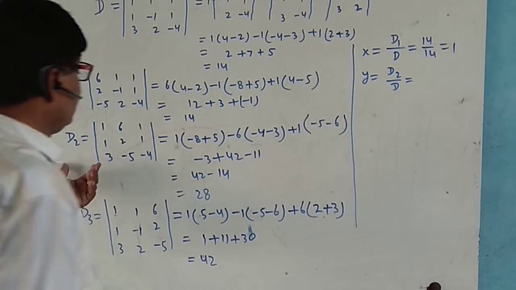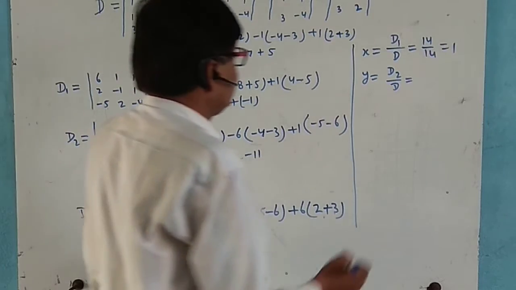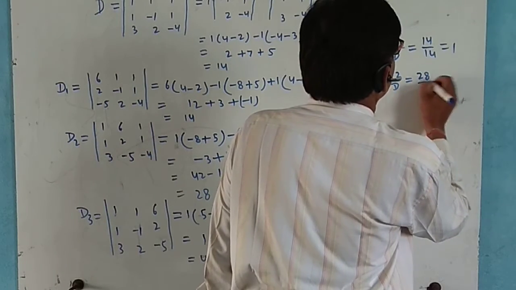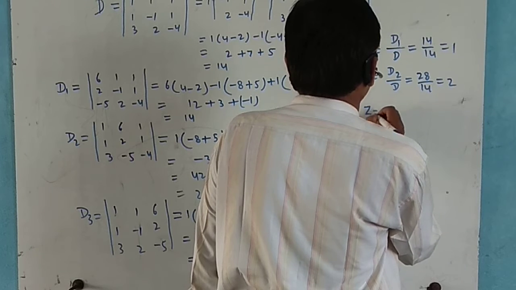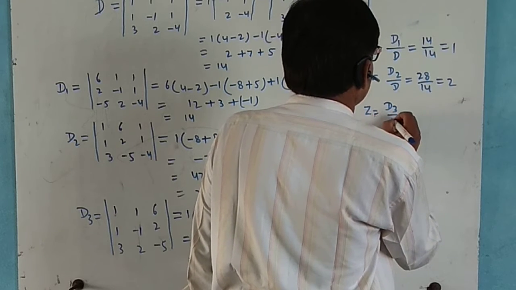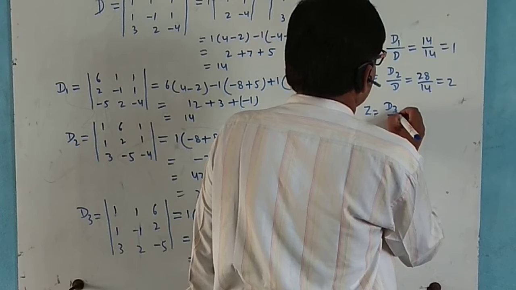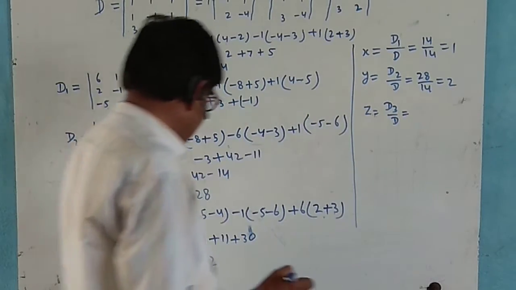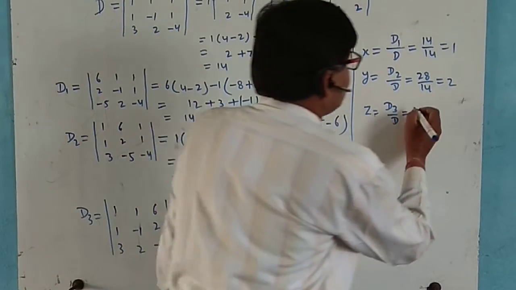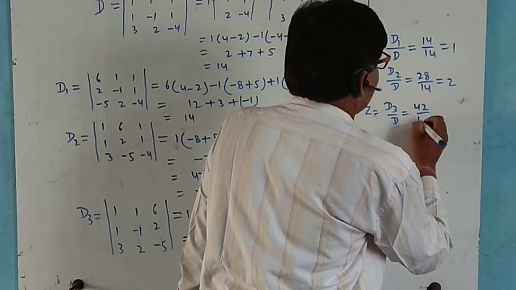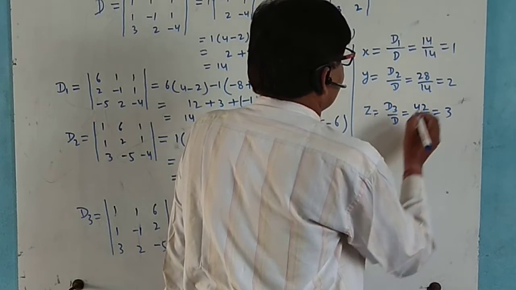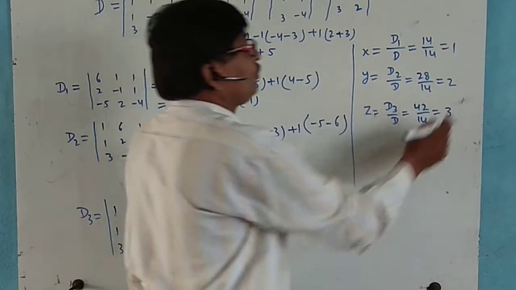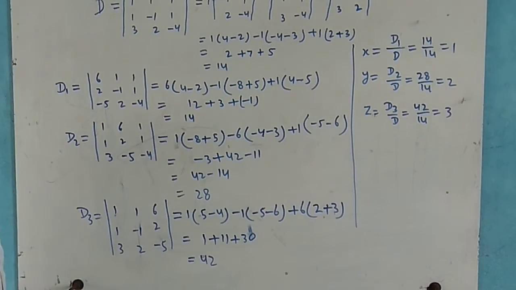Here d2 is 28, so 28 by 14 is equal to 2, and z equals d3 by d. d3 is 42, 42 divided by 14 is equal to 3. It means that x is equal to 1, y is equal to 2 and z is equal to 3.